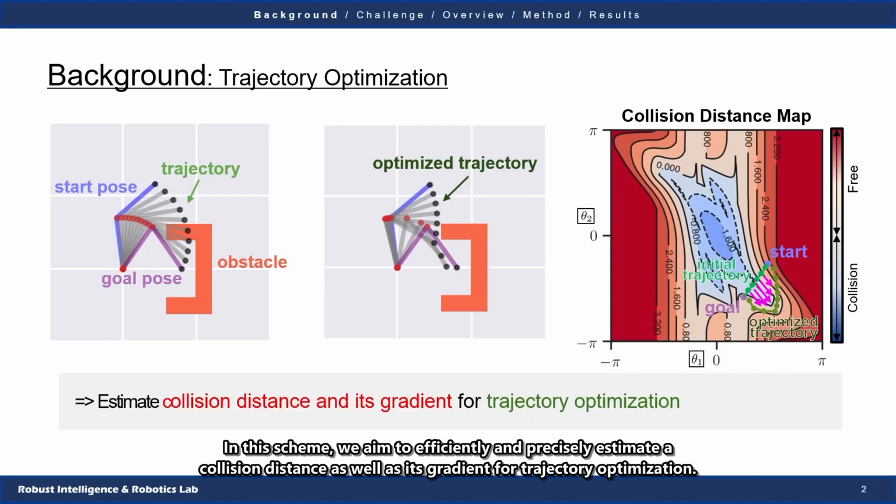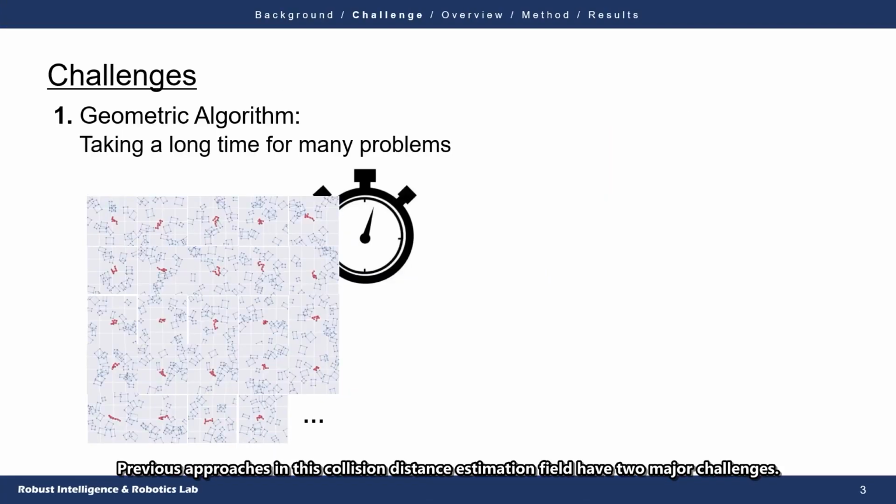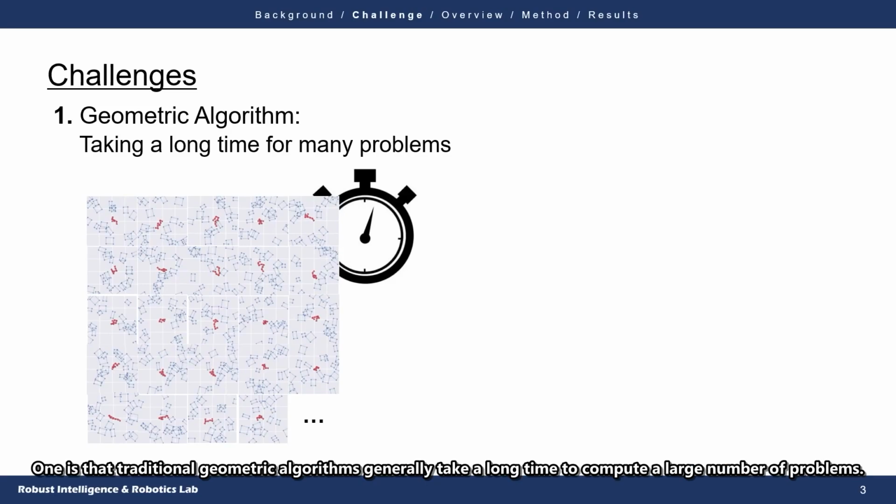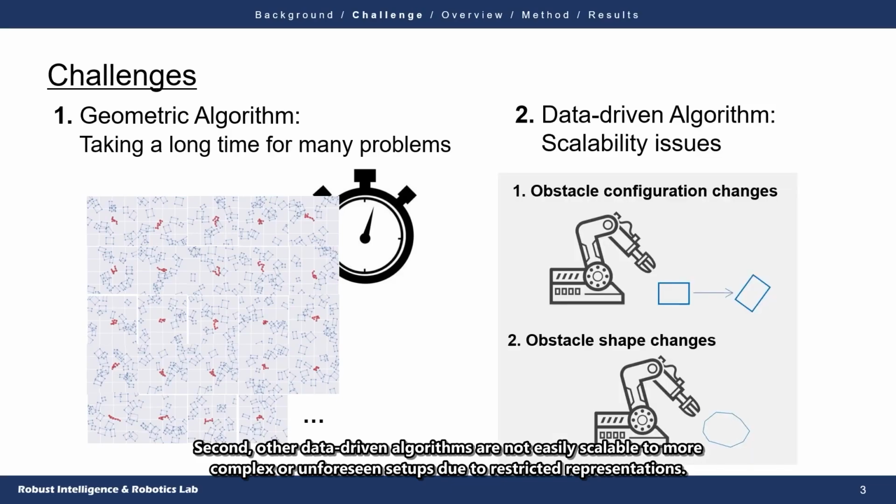In this scheme, we aim to efficiently and precisely estimate a collision distance as well as its gradient for trajectory optimization. Previous approaches in this collision distance estimation field have two major challenges. One is that traditional geometric algorithms generally take a long time to compute a large number of problems. Second, other data-driven algorithms are not easily scalable to more complex or unforeseen setups due to restricted representations.